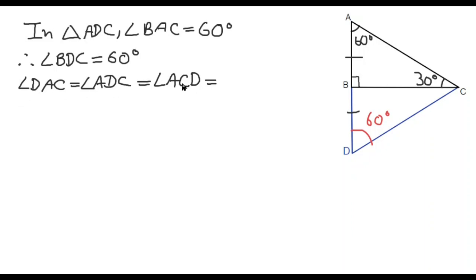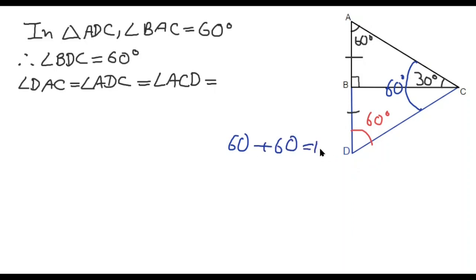So therefore, the next step, angle DAC is equal to angle ADC is equal to angle ACD. So all these three angles, see, these two angles are 60 degrees, that we already got. So now this full angle, angle ACD, how much will that be? That will also be 60 degrees. Why? Because this angle plus this angle in triangle ADC, angle A is 60 plus angle D is 60.